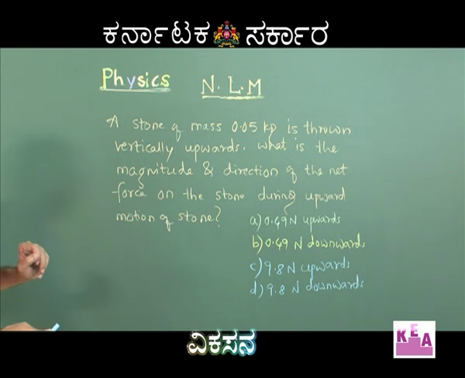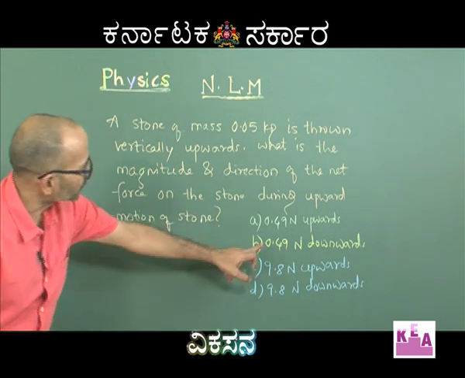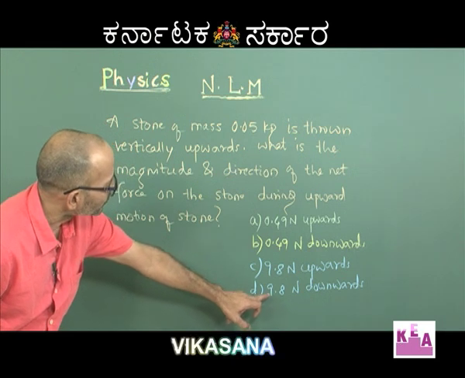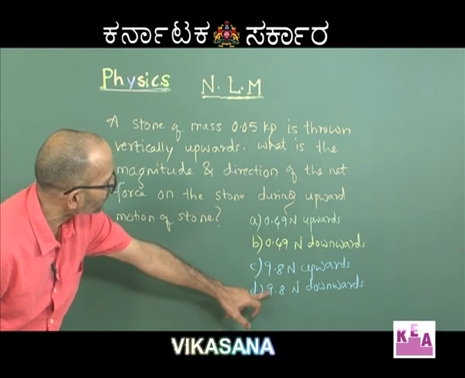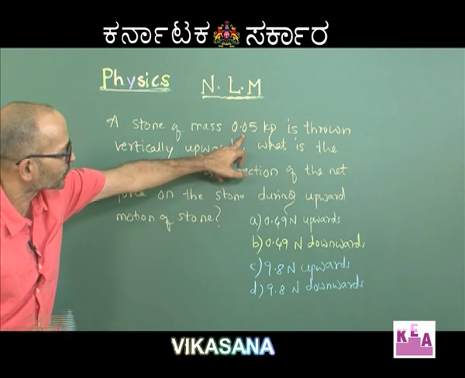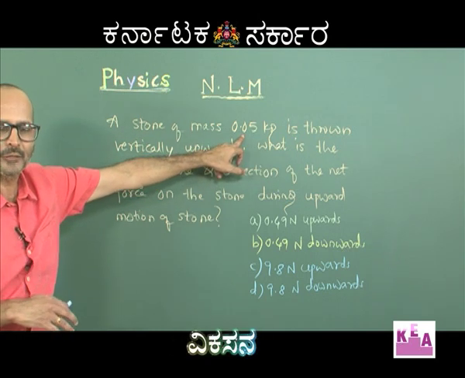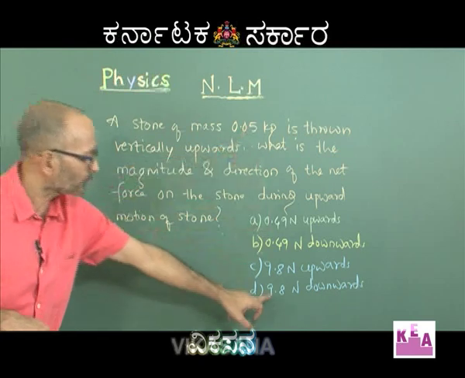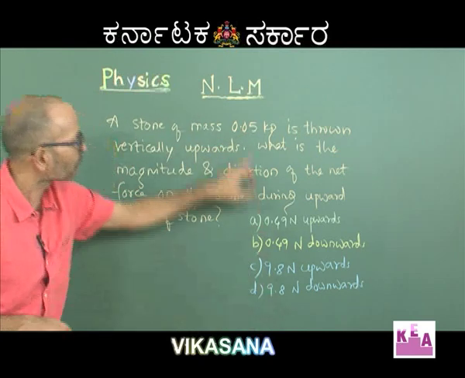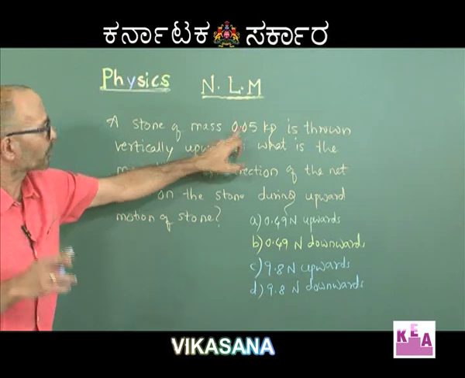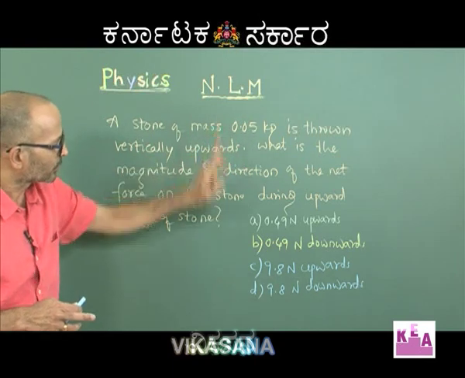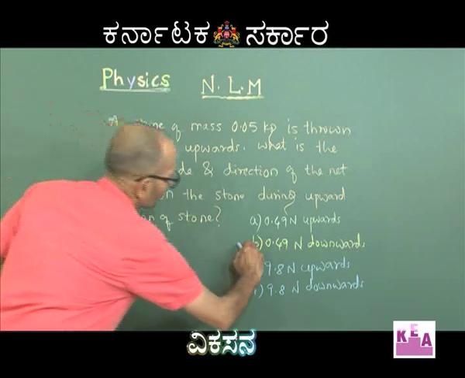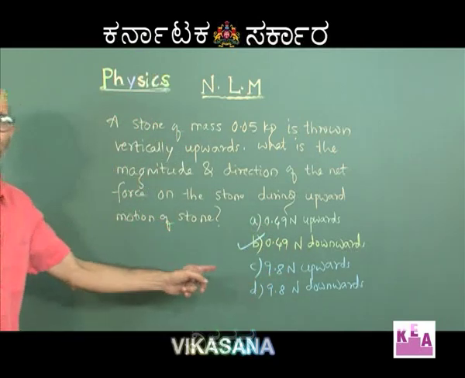Fine. Okay. Now, this is 0.049 newtons and this is 9.8 newtons. The force could have been 9.8 newtons provided the mass was 1 kg, because the acceleration due to gravity is 9.8 meters per second square. Therefore, you could have taken 9.8 newtons downwards provided the mass was 1 kg, but the mass is 0.05 kg, therefore, it should be 0.49 downwards. So, that is the answer.